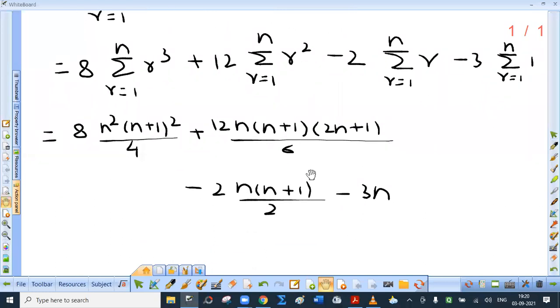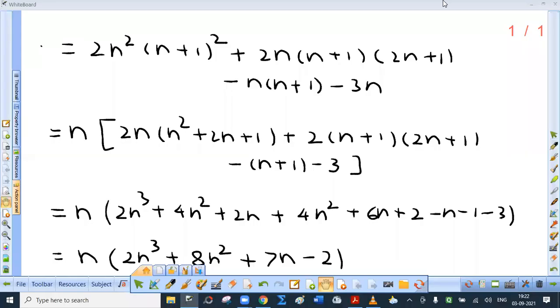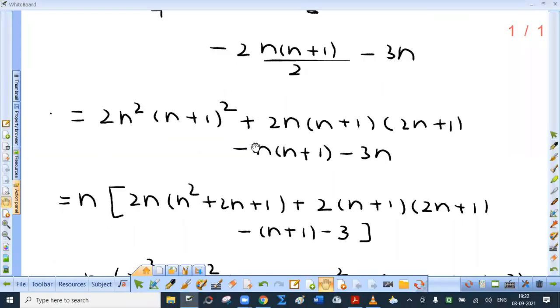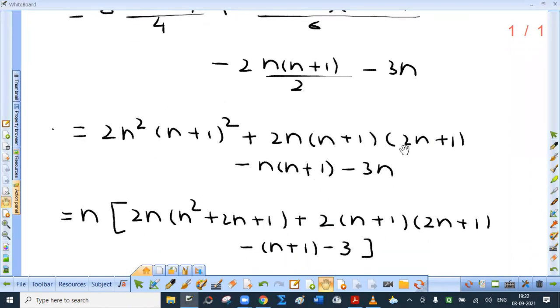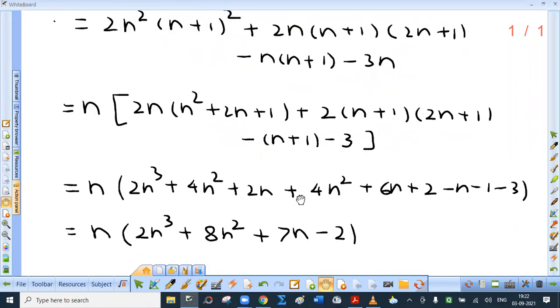Now simplify by finding LCM. Only n can be taken common. Tell me the answer. Okay, now simplify. 4 2s are 8, 6 2s are 12, 2 cancel. So what remains is this. Now take n common from these terms, open all the brackets, and simplify to get this as the final answer.